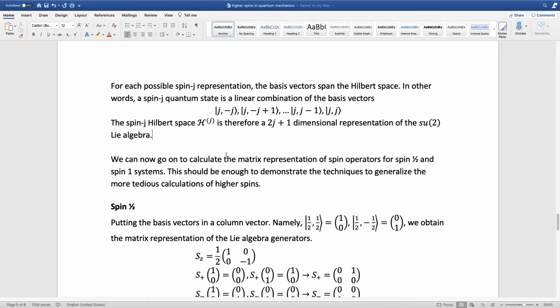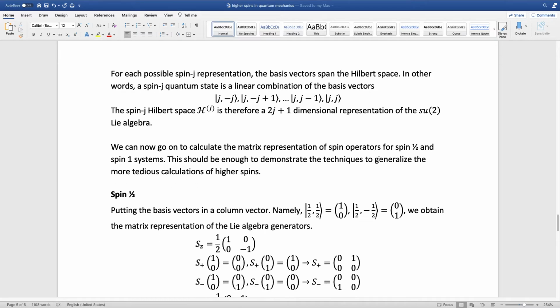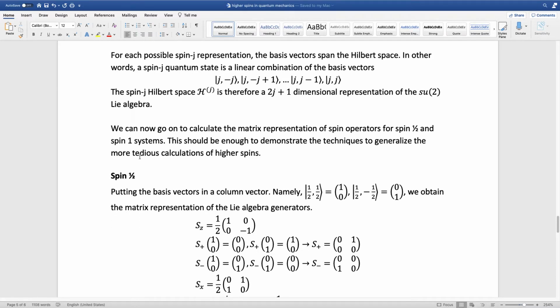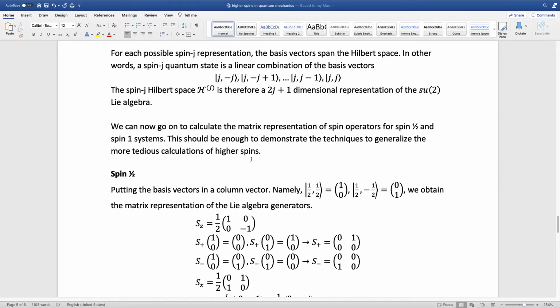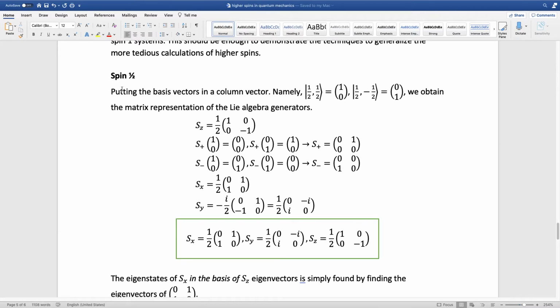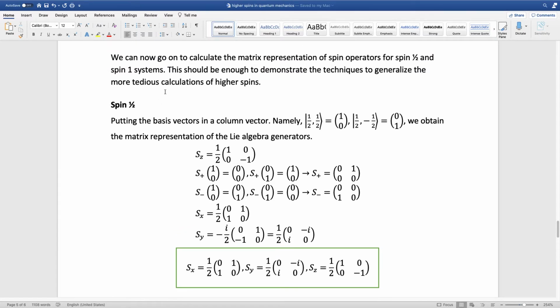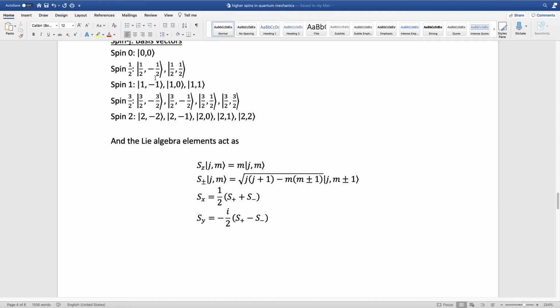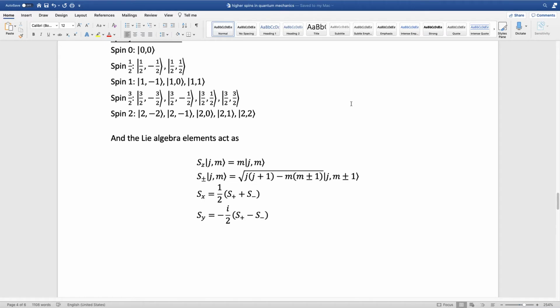We now go on to calculate the matrix representation of spin operators. We do so for spin half and spin 1 systems because higher spins are generally more tedious, and as long as you know how to do it, you should be able to do it with enough time. So in this video, I'll only cover spin half and spin 1 to illustrate the techniques. For spin half, right now we essentially have these basis vectors, and this is a finite dimensional vector space. So that means we can represent linear operators as matrices. To do so, we need to write the basis vectors as column vectors.